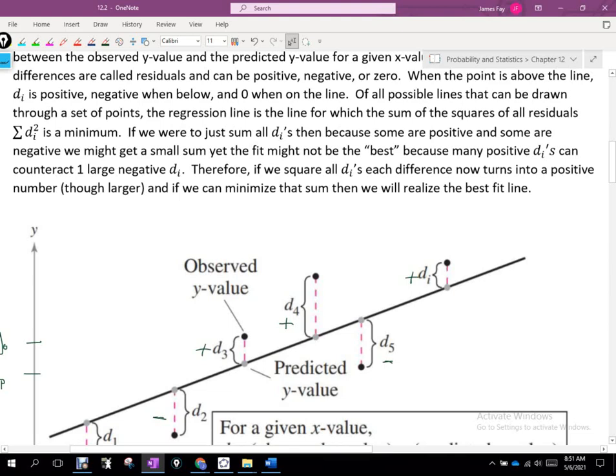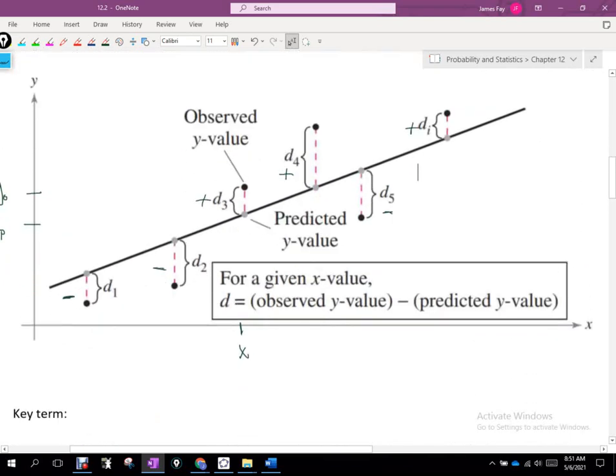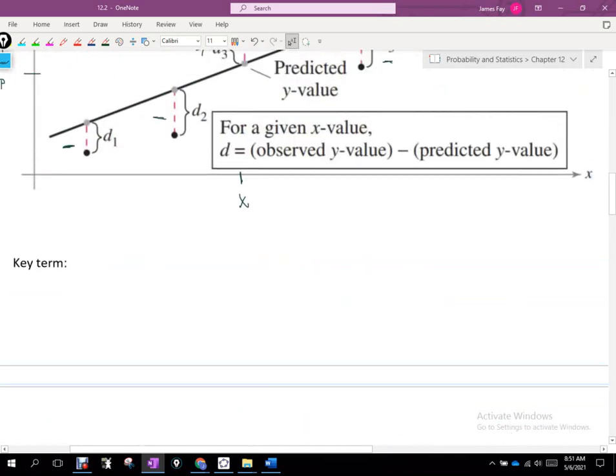If we were to just sum all the D sub i's, then because some are positive and some are negative, we might get a small sum, yet the fit might not be the best, because many positive D sub i's can counter one large negative D sub i. That's another concept to keep in mind.